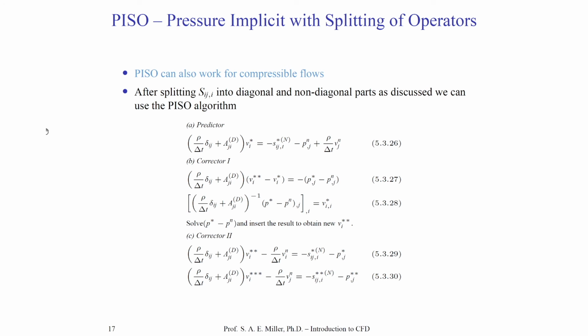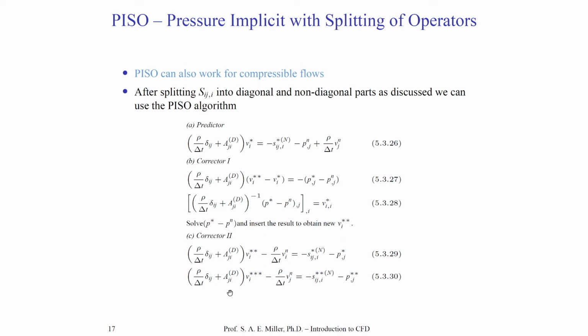There are some modifications of the algorithm which we'd have to examine. We would have to split Sij once again into diagonal and off-diagonal parts, as we discussed, and we can use the PISO algorithm applied to a compressible flow. We would once again have a predictor step and two correction steps. Between the correction steps, we would solve for p* minus p^n, which is known. p^n is the known value at the current time step, and insert it to obtain the new velocities v**.